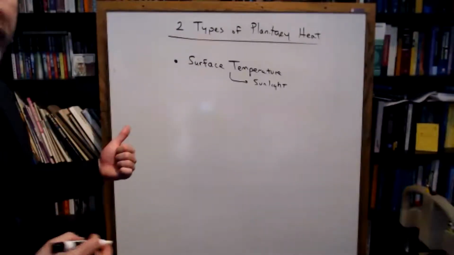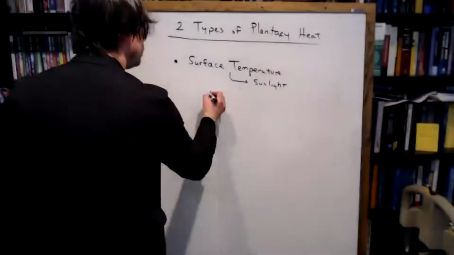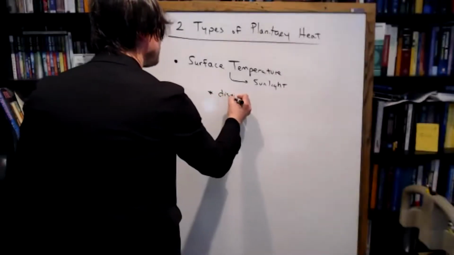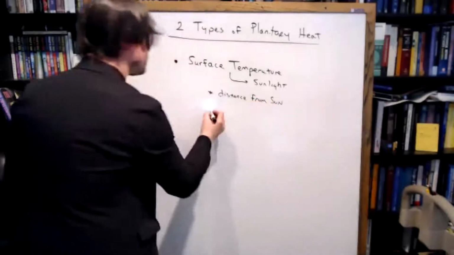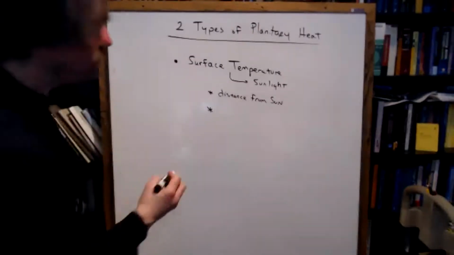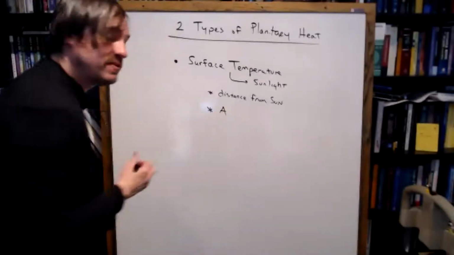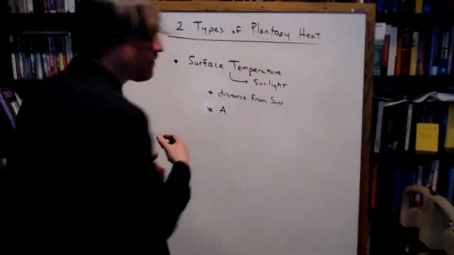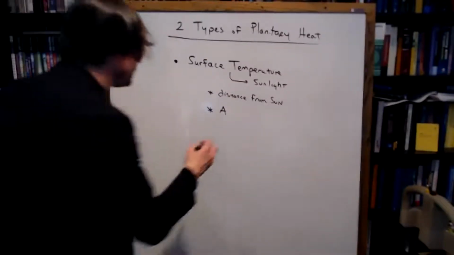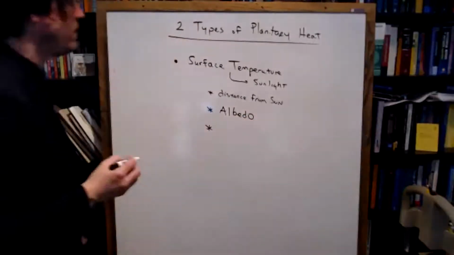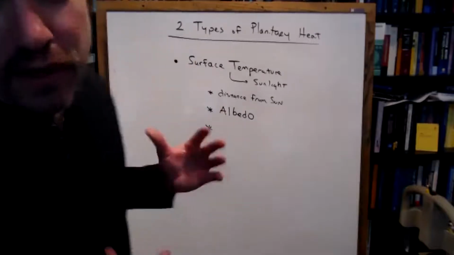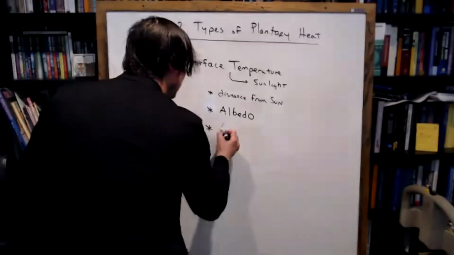And the factors that affect your surface temperature are your distance from the sun, something called your albedo. Your albedo is how much of the sunlight you actually absorb, whether you're a dark surface or a light reflective surface. And the third thing, which we're going to have to wait until next week to discuss because it's so insanely complicated, is the planet's atmosphere.